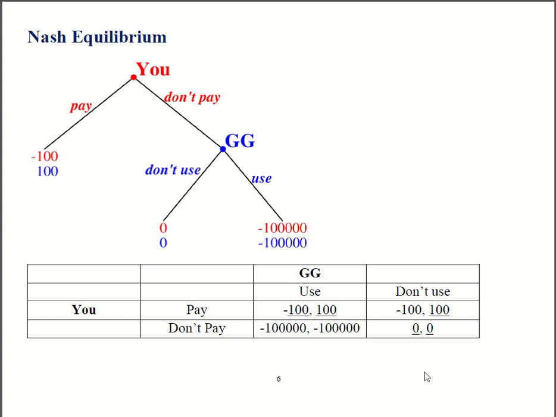So now look at where the underlines are, and we have two Nash Equilibria. We have the don't pay, don't use Nash Equilibrium, the one that's also a rollback or subgame perfect Nash Equilibrium. We also have this other Nash Equilibrium, pay, use, which was not subgame perfect.